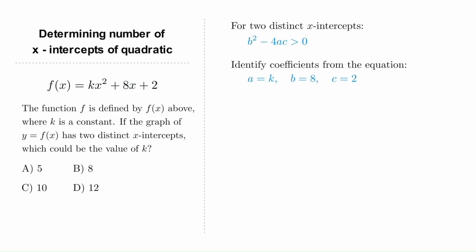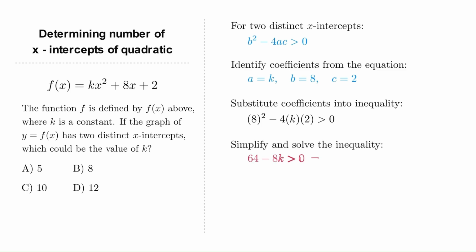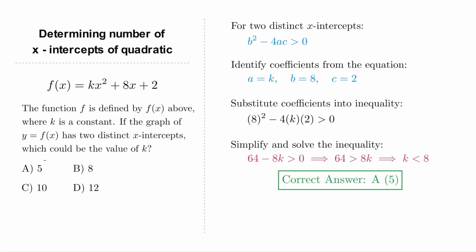Next, we identify the coefficients from our function. a equals k, b is equal to 8, and c is equal to 2. Substituting these values into the inequality yields 8 squared minus 8k greater than 0. Now we simplify and solve the inequality, which reveals that k must be strictly less than 8. Looking at our given options, 5 is the only value that is less than 8. Therefore, the correct answer is A, 5.